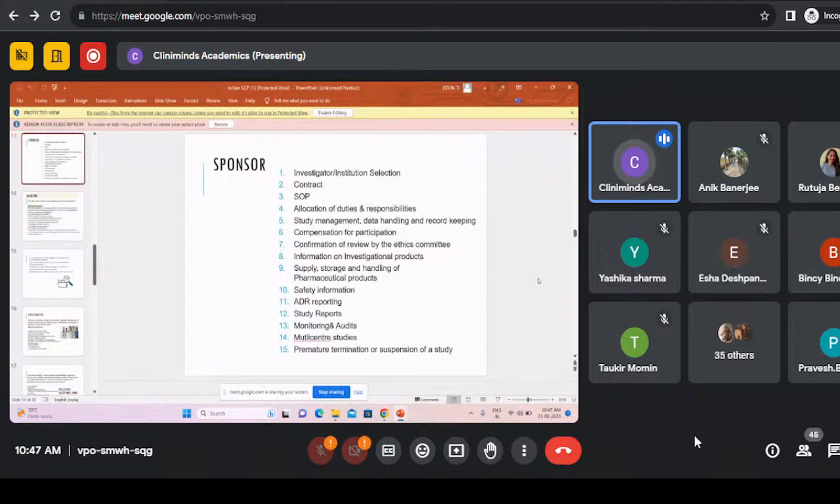So what are the responsibilities of the sponsor given in the guideline? Investigator selection, SOP, submission to the ethics committee, submission to the regulatory authority, preparing the contract for the study, providing IP related information, supply and handling of the IP, safety information reporting, monitoring, auditing. So like that, a lot of responsibility. Our sponsor also has the clinical trial.